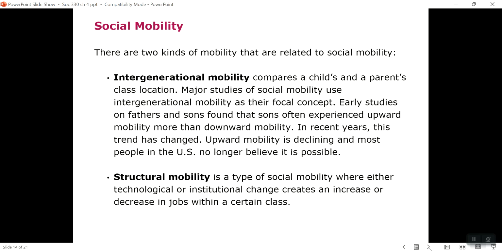Intergenerational mobility is just simply looking at where a parent starts, what social class they're in, and then what happens with their children. And 100, 150 years ago, it was probably fairly likely that children would be able to move from one generation up into the next, or at least it was easier.